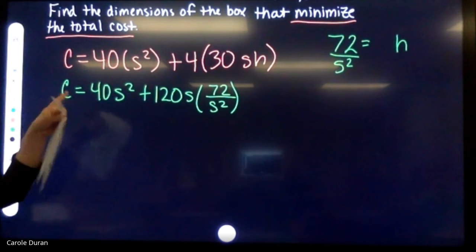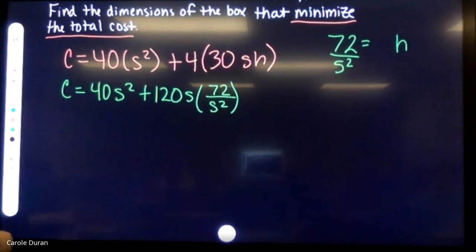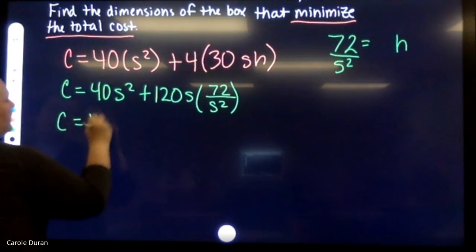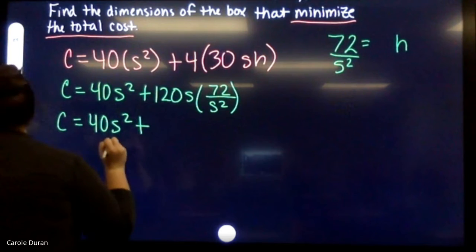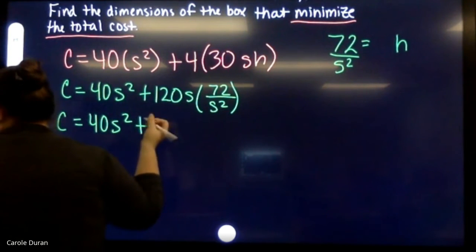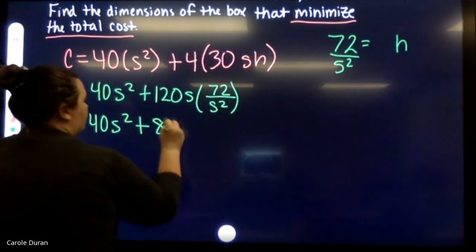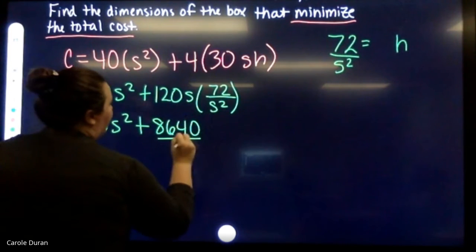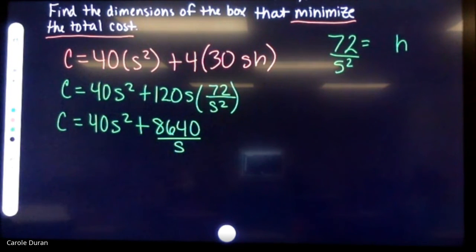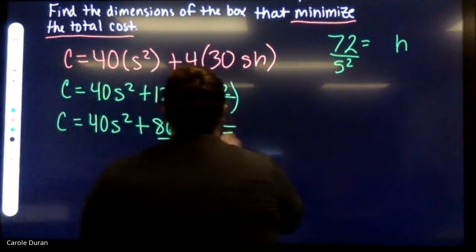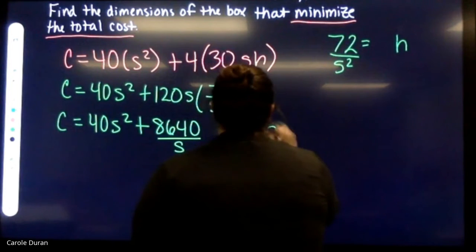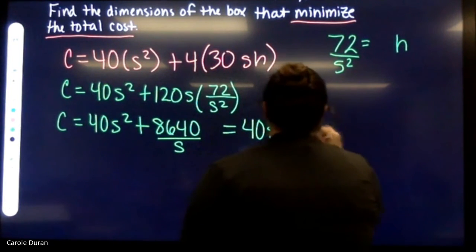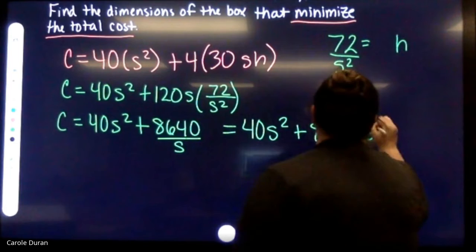Right, so the s in my numerator is going to cancel out one of the s's in my denominator. So then this becomes 40s squared plus 8,640 over s. Of course, I don't like to have fractions if I don't need to. So I'm going to rewrite this, bringing that s from the denominator up to the numerator with an exponent of -1. So this becomes 40s squared plus 8640 s to the -1.